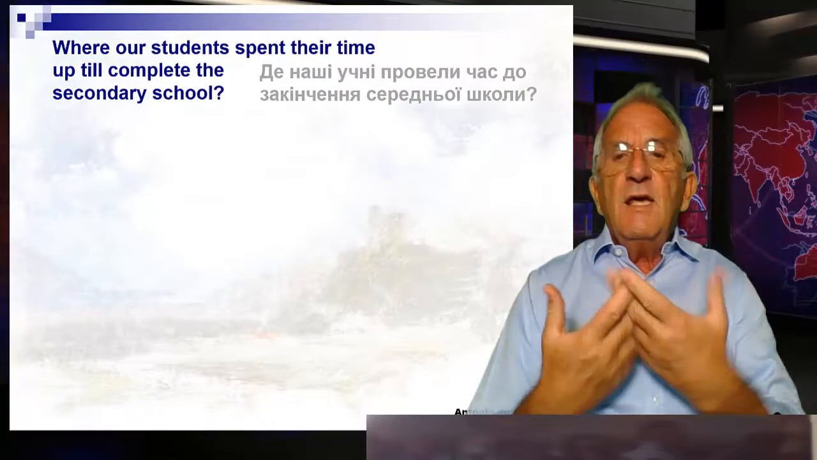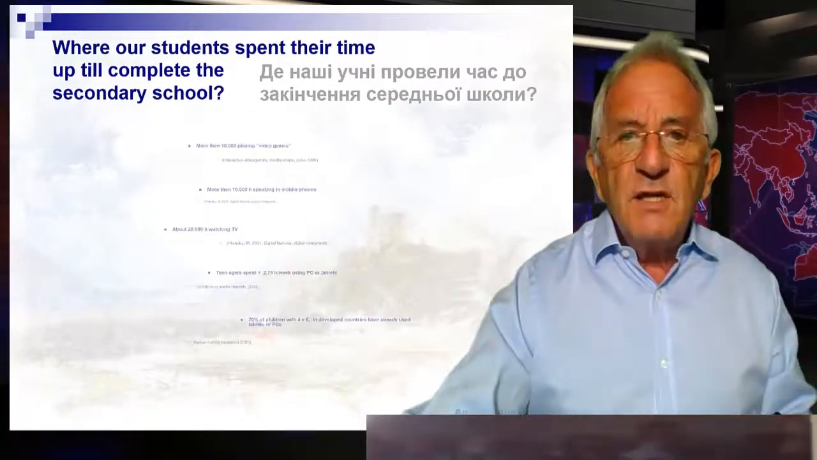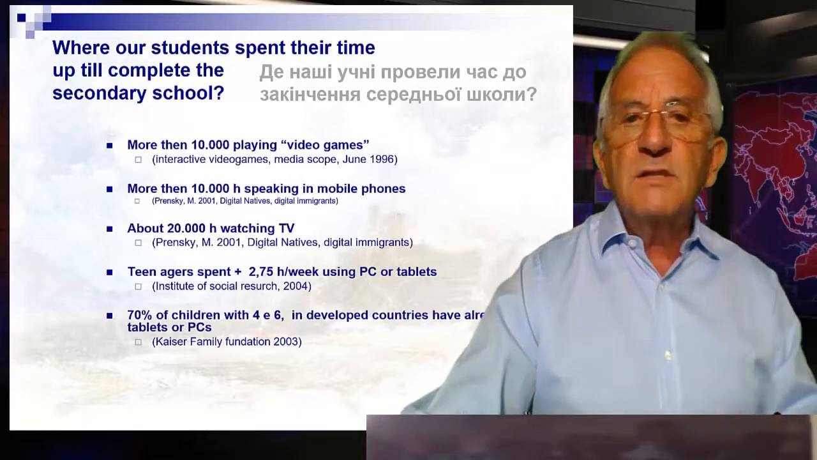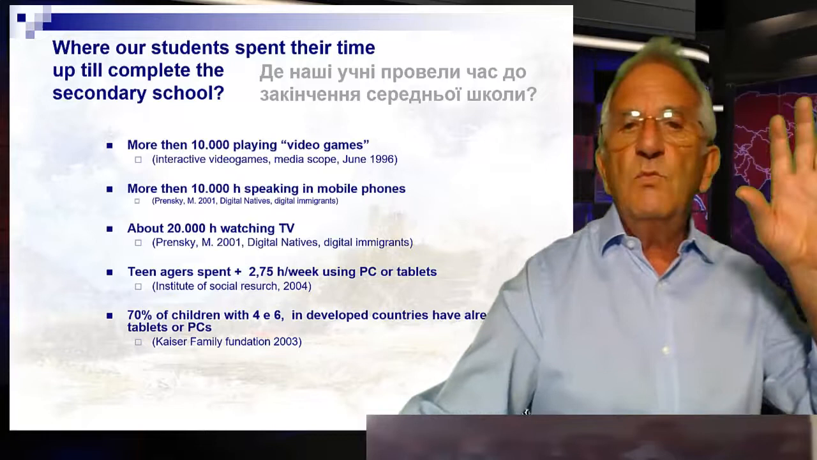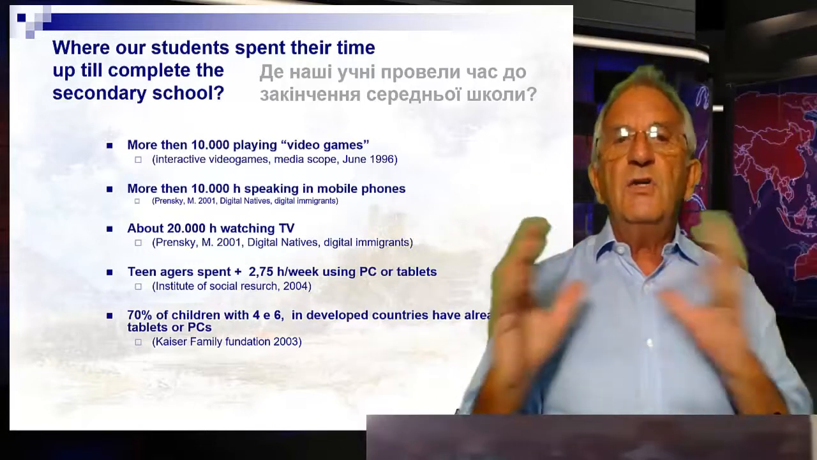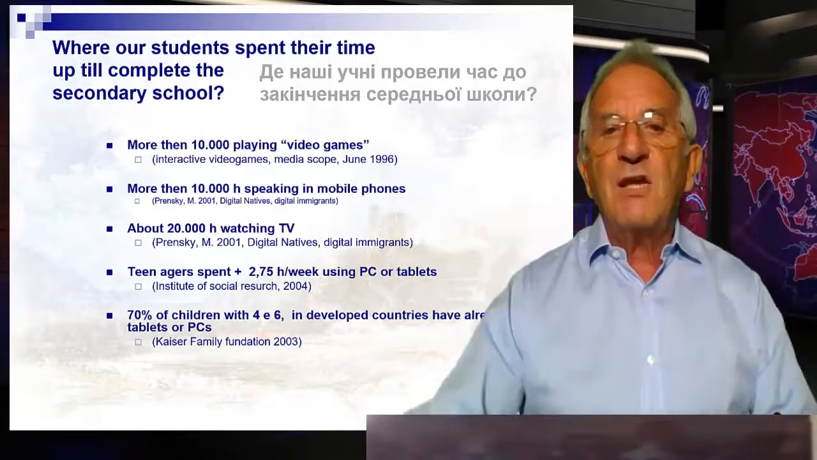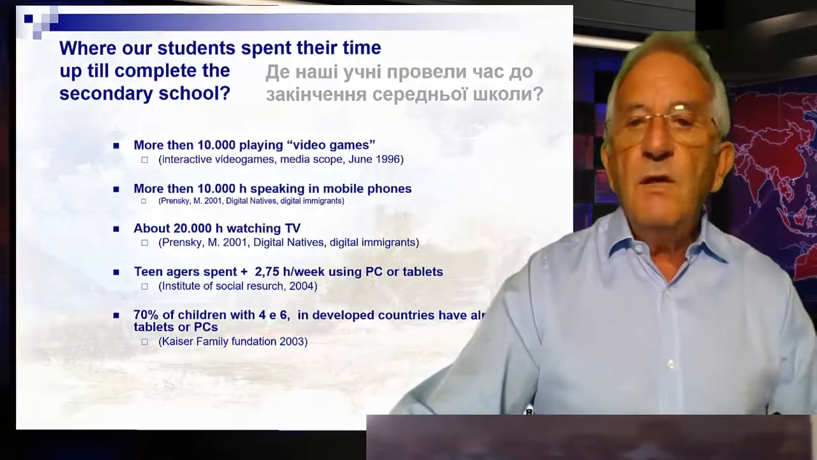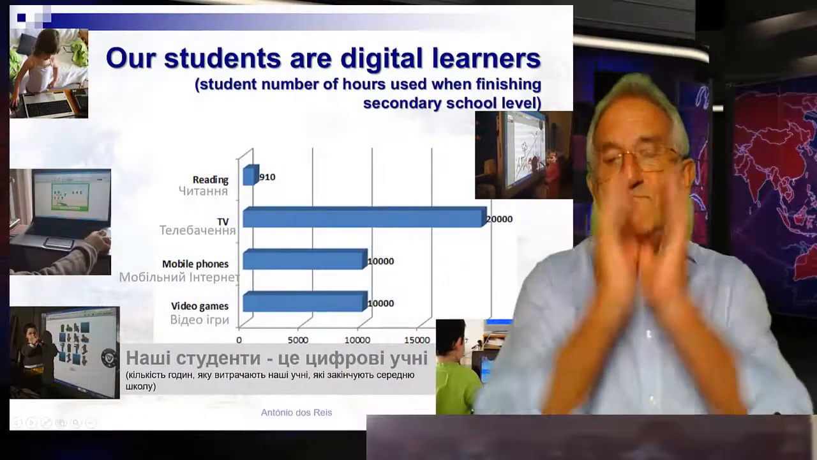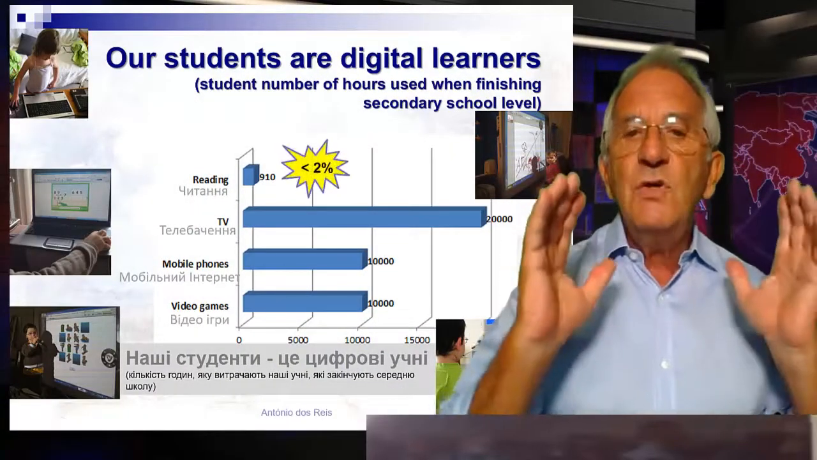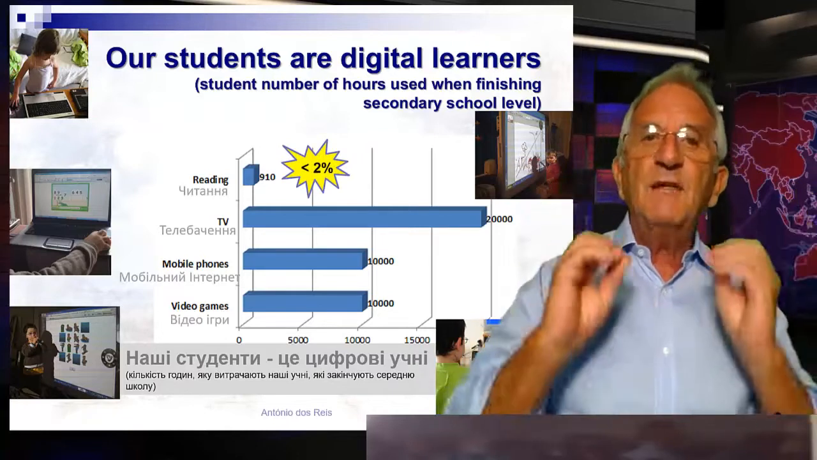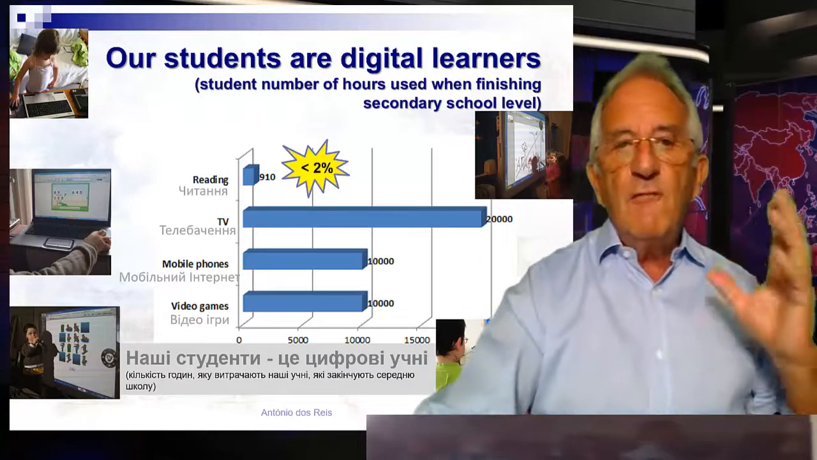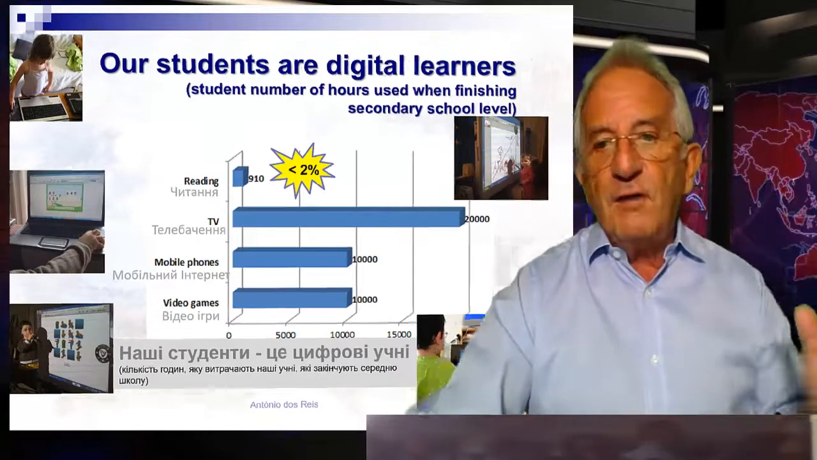This question is answered by several surveys and research: more than 10,000 hours playing video games. This is what our students are using their time for up until the end of secondary school. More than 10,000 hours speaking on mobile phones, using TVs and so on. But the main conclusion is that they are using less than 2% of their time reading. Mainly their attention is directed to images, TV, mobile, and video games.